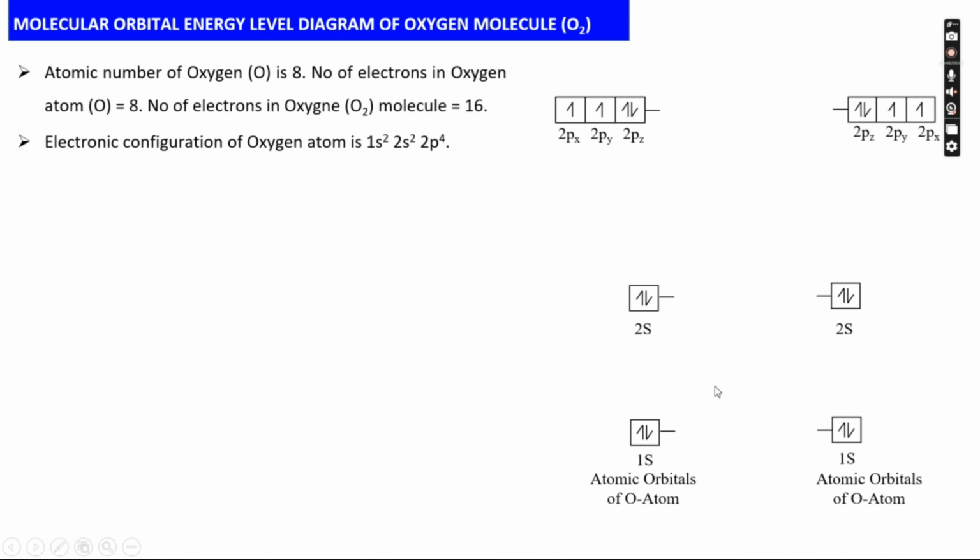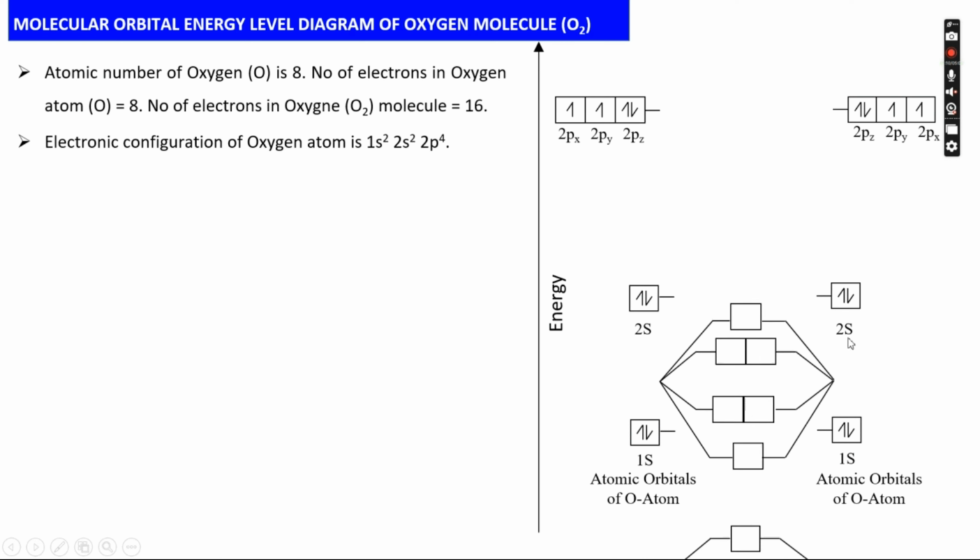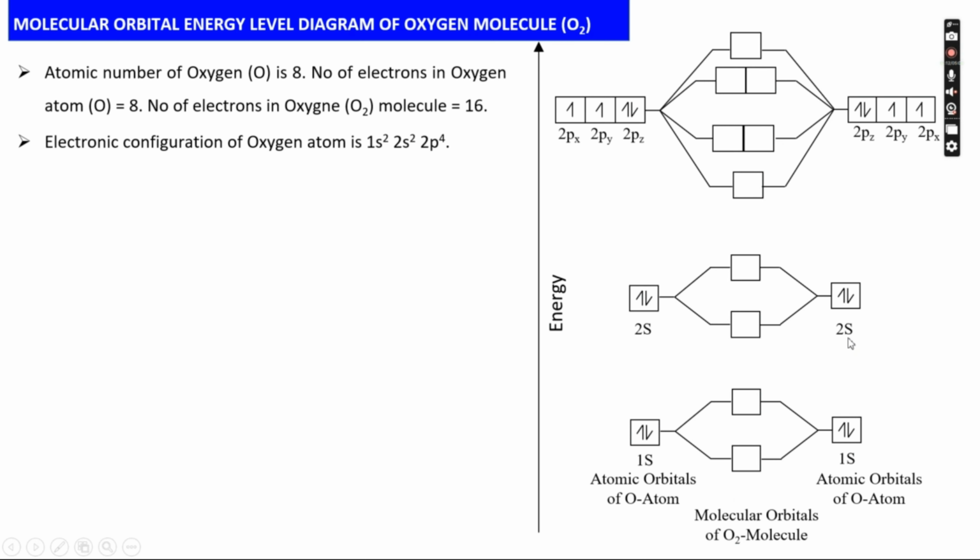Similar to the nitrogen atom, here also the oxygen atom has 1s2, 2s2, 2p4 atomic orbitals. Another oxygen atom also has 1s2, 2s2, 2p4 atomic orbitals. The energy order of these atomic orbitals gradually increases from bottom to top. So how the atomic orbitals of one oxygen atom overlap with another oxygen atom to form molecular orbitals is given here.